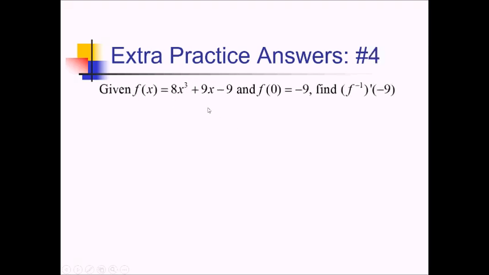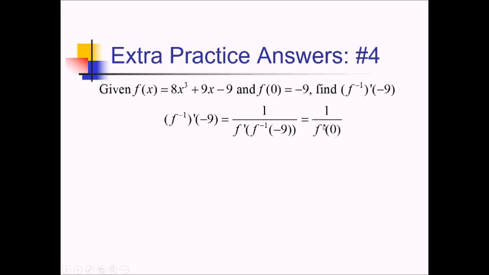Given this polynomial and this f of 0 equaling negative 9, I want to find the derivative of the inverse of this function at negative 9. So for this, I'm going to use my inverse setup. I'm going to write f inverse prime of negative 9 equals 1 over f prime of f inverse of negative 9. And f inverse of negative 9, that's just the input that gave me an output of negative 9. So looking back up here, I had to plug 0 into the original function to get negative 9. So f inverse of negative 9 then is going to be 0. So really, I've got f prime of 0 down in that denominator.